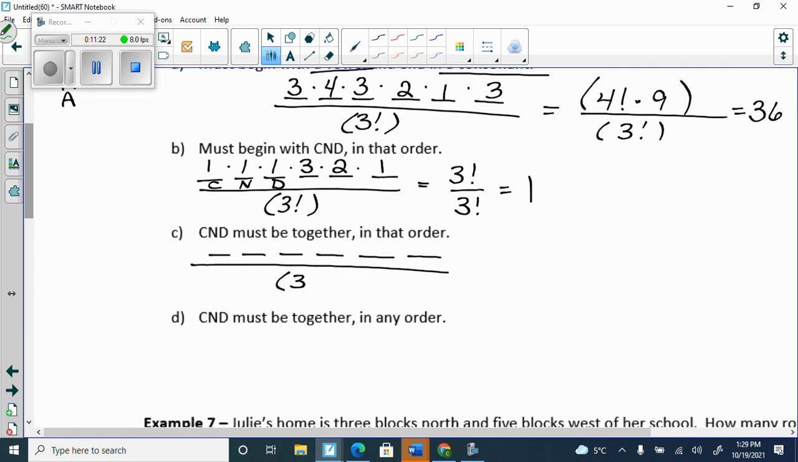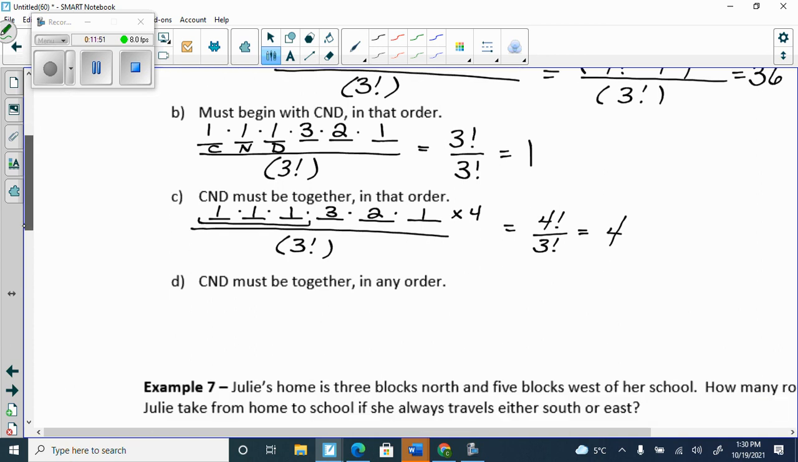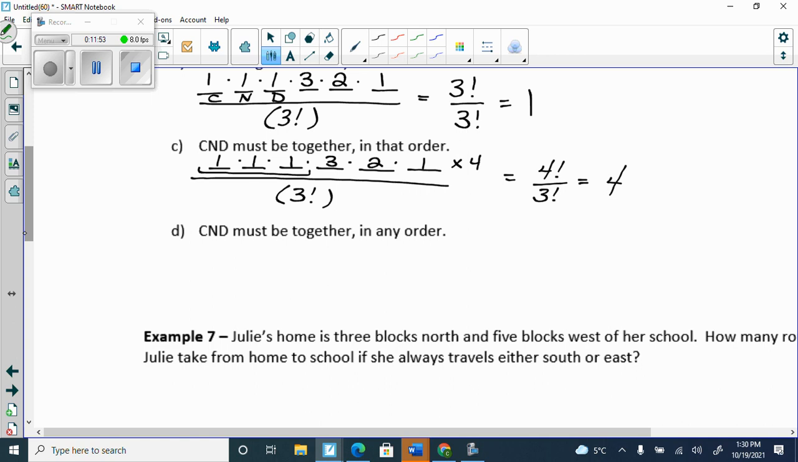So we go 3 factorial. So they have to be together, C and D, in that order. So 1, 1, 1. Then I have 3, 2, 1 left. But the one before said begin, so I didn't move it. This one, does it say begin? No, it just says together. So what do I still have to multiply by? 4. So I'm going to get 4 factorial over 3 factorial, which is 4. Now this one says C and D must be together in any order. So what's the only thing that changes between C and D?